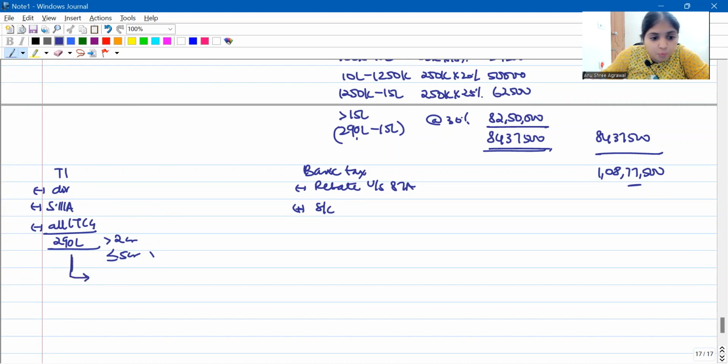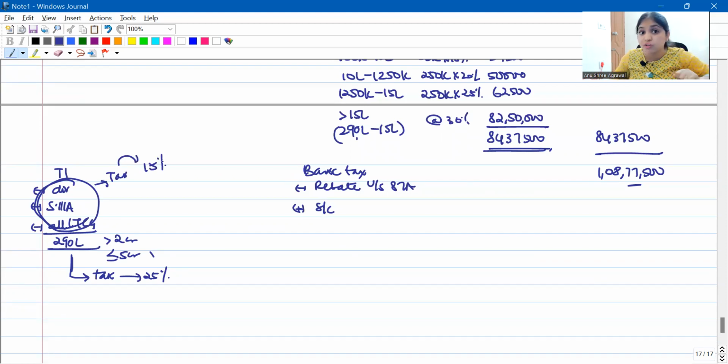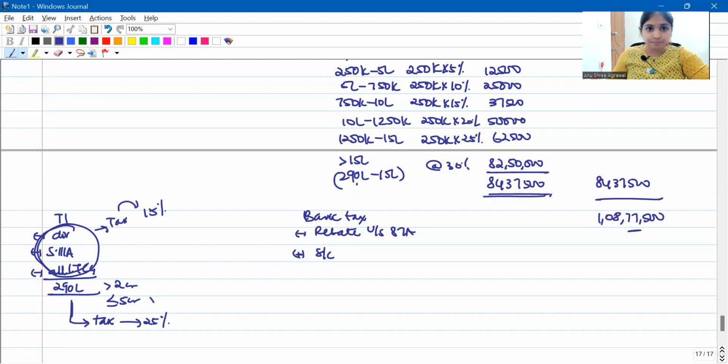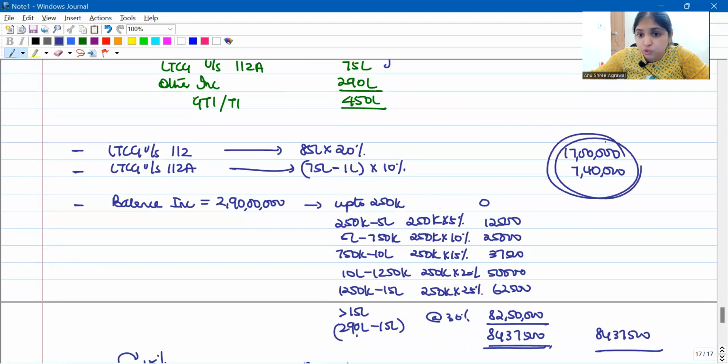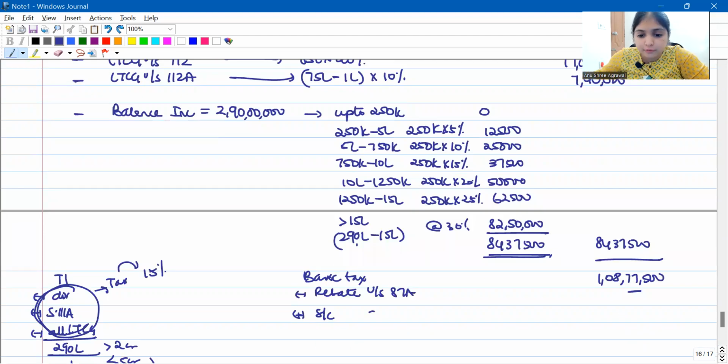On this income, whatever tax you have, on that tax, 25% surcharge. On these incomes, whatever tax you have, on those taxes, 15% will be surcharge, because you know for dividend income, 111A FTCG and all LTCG, the maximum surcharge is 15%. So on these two numbers, 17 lakh plus 7 lakh 40,000, on 24 lakh 40,000, your maximum surcharge will be 15% only, which is going to be 3 lakh 66,000.